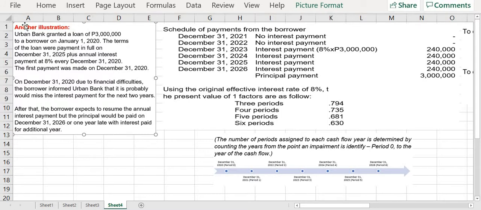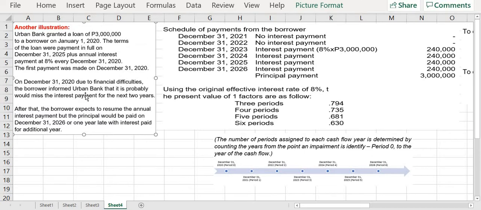Okay, yung marireceive lang ni Urban Bank every year is the 8% interest, annual interest, which is equal payments siya, di ba? Kasi that's 8% times 3 million, yun yung marireceive niya every year for 5 years. Okay? So, on December 31, 2020, nakapagbayad ng interest si borrower. Pero, on December 31, 2020 din, due to financial difficulty, ininform ni borrower si Urban Bank na probably for the next 2 years, hindi siya makakapagbayad ng interest.